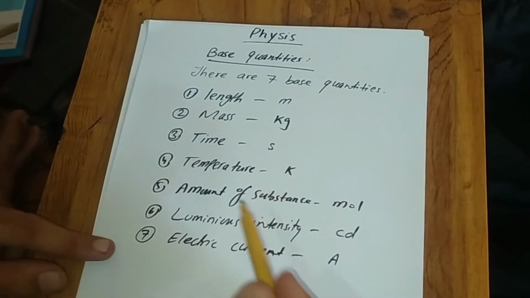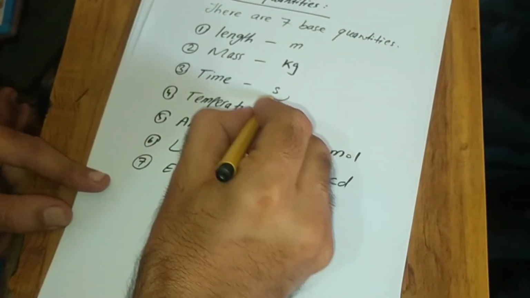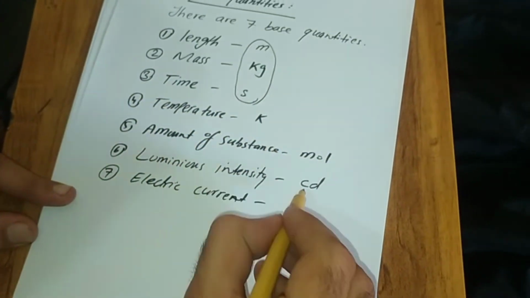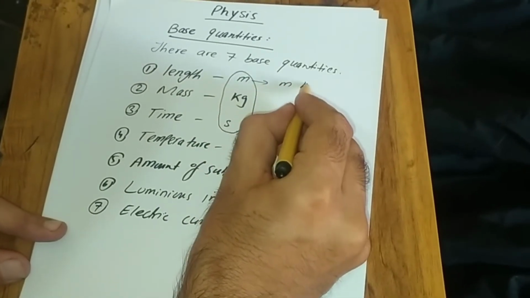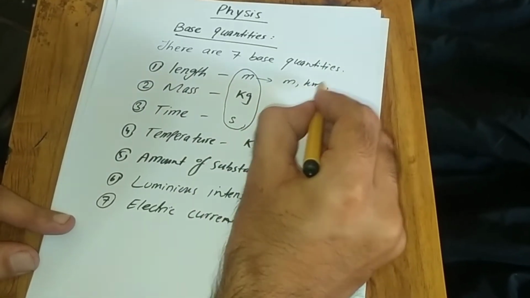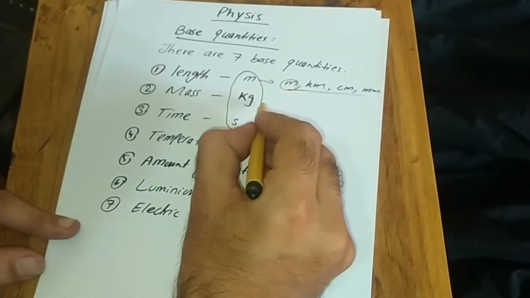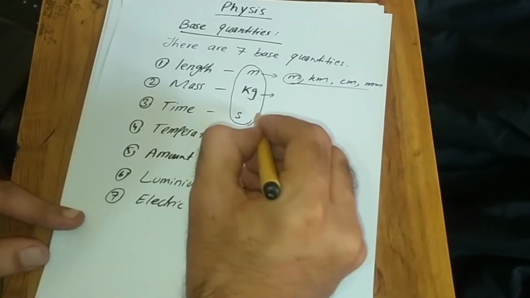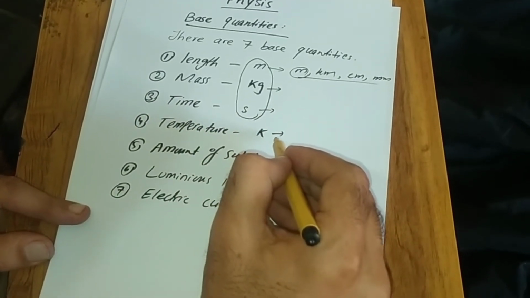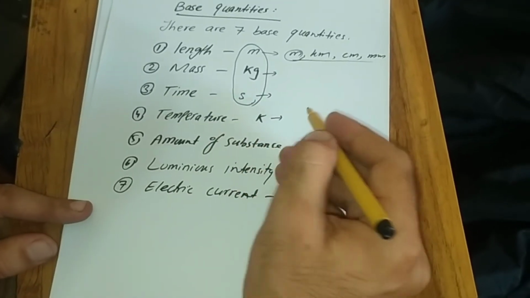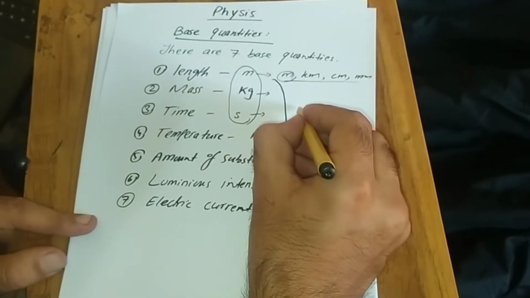Now I will be emphasizing a very important concept. Why do we choose these units? For example, length has also kilometer, centimeter, millimeter. So why do we choose meter? Why do we choose kg for mass? Why do we choose seconds for time? Why do we choose Kelvin for temperature? The answer to all these questions is what these units we have written are.